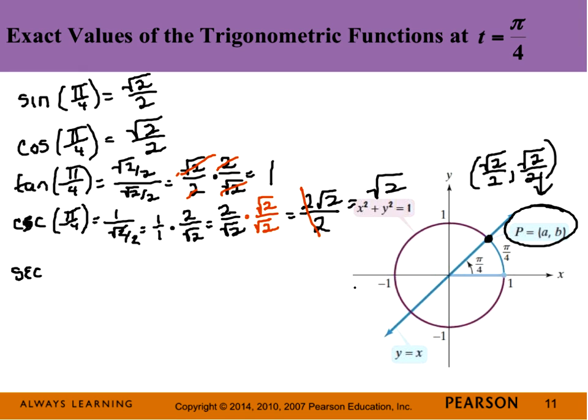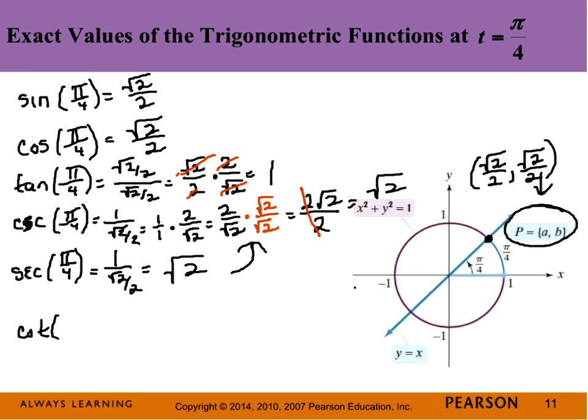The secant of pi over 4, I'm not going to do, because when you invert the cosine there, you get 1 over the square root of 2 over 2. So it's just the square root of 2. You can see the work there above.